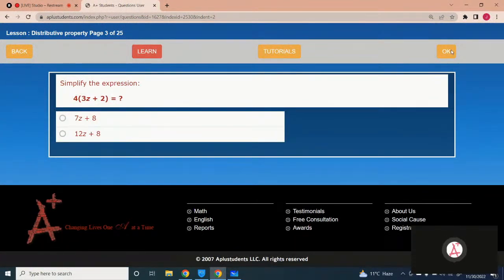Okay, which of the options is the correct one for this one? 4 times 3z plus 2. Who is going to answer? Which option is the correct one? First one or the second one?